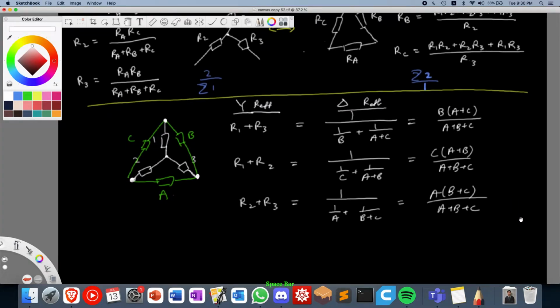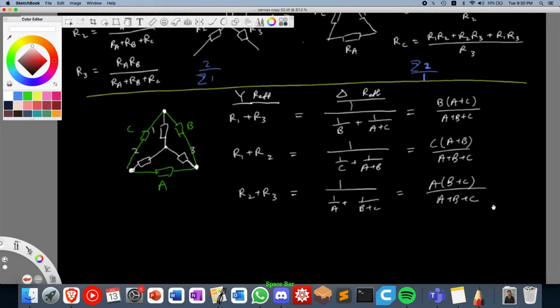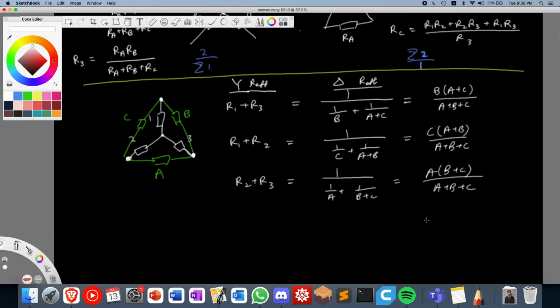So yeah, why do we want to do this? Well, it's the first step in relating these relations. These are basically the governing equations, because the whole idea is that the effective resistance must be the same across any two of the three points. So these equations must hold true.